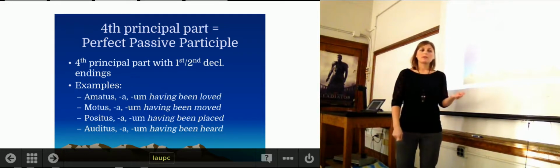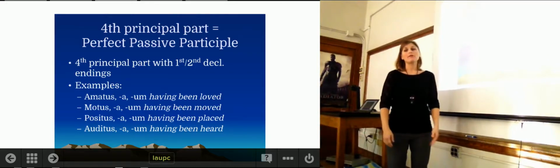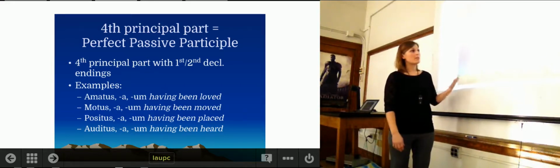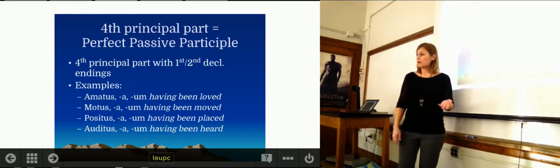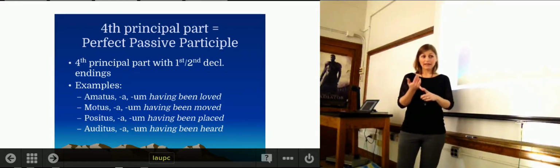The fourth principal part, as we mentioned before, has a varied set of endings. It has any available ending from the first and second declension, which means that it has the potential to be an adjective. It can modify a noun. In the sense that it is a perfect passive participle, you are modifying it as an action that happened in the past, and because it's a passive participle, you're identifying it by an action that the noun itself did not complete.